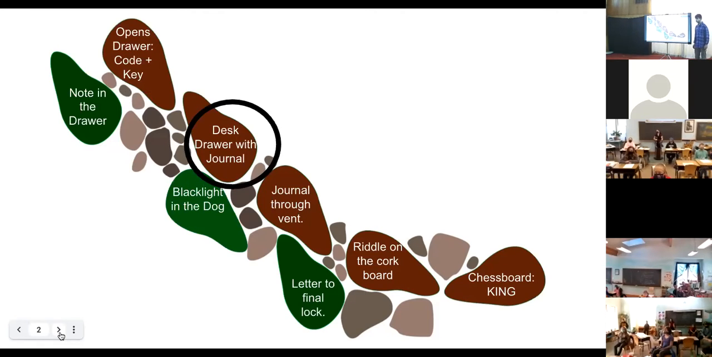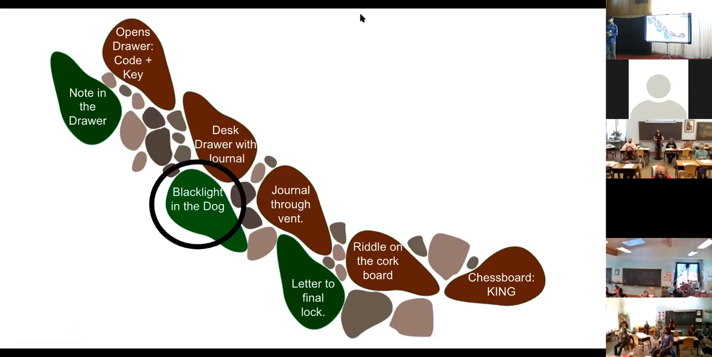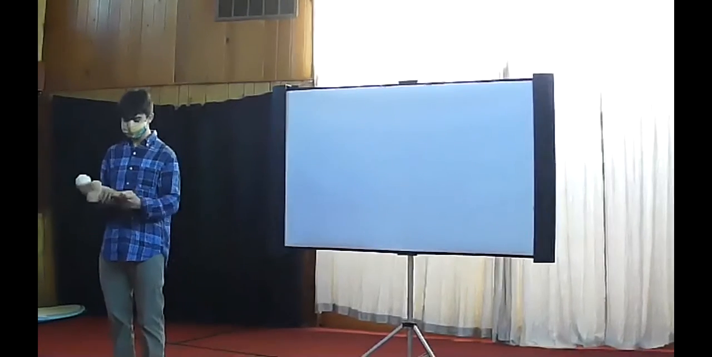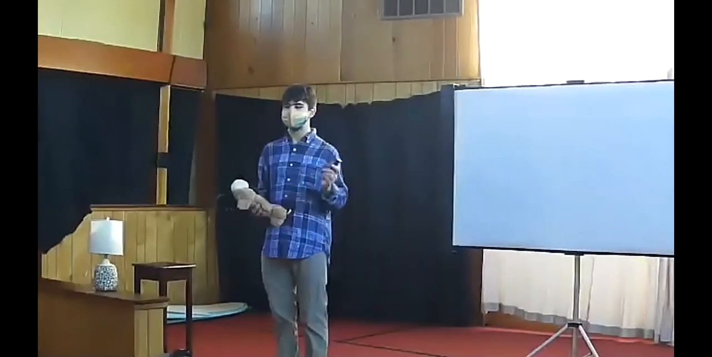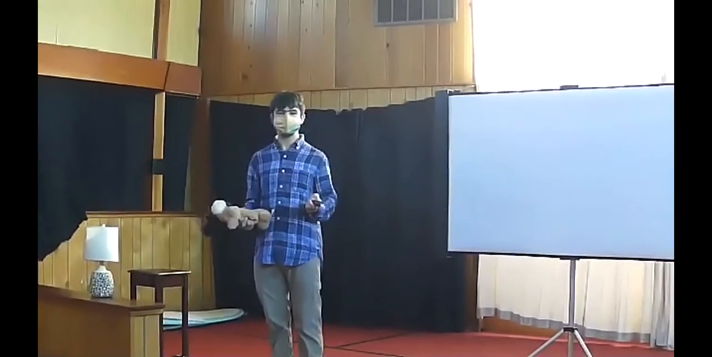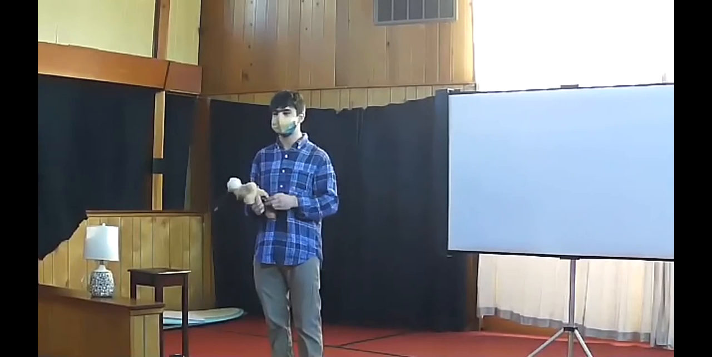And now I'll be showing you some of the props that the players will find along the way. As you can see on the board, there was a clue about a dog and a blacklight. This is the dog, and inside of it is the blacklight. A blacklight can make invisible ink visible. This will be needed to see a clue inside of the journal.